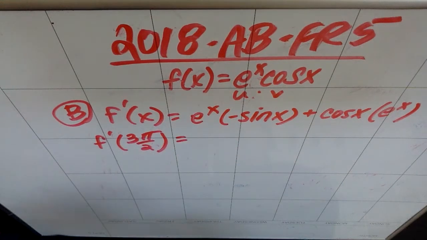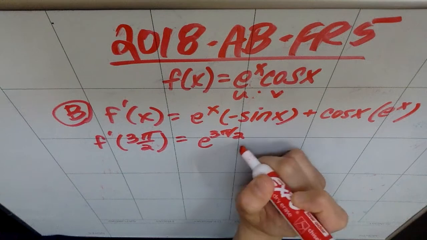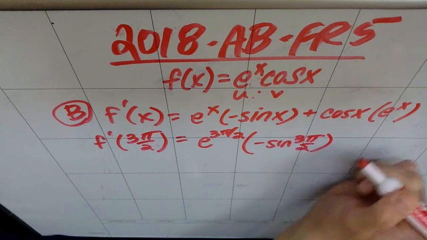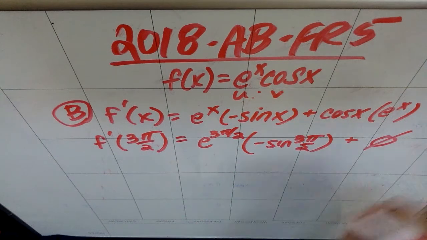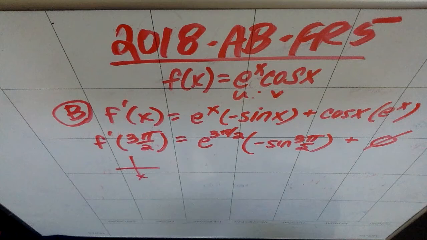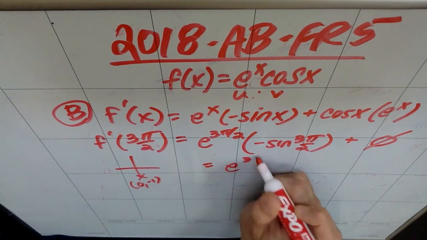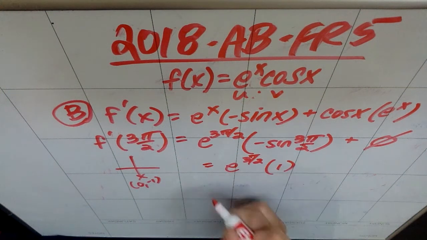So when I plug in, I'm going to get e to the 3 pi over 2 times a negative sine of 3 pi over 2, right? Plus a bunch of 0, because cosine of 3 pi over 2 is 0, right? And if it helps to picture it, 3 pi over 2 is right here, that's the point 0 comma negative 1. So this is going to end up being e to the 3 pi over 2 times a negative of a negative 1, which is just a 1.